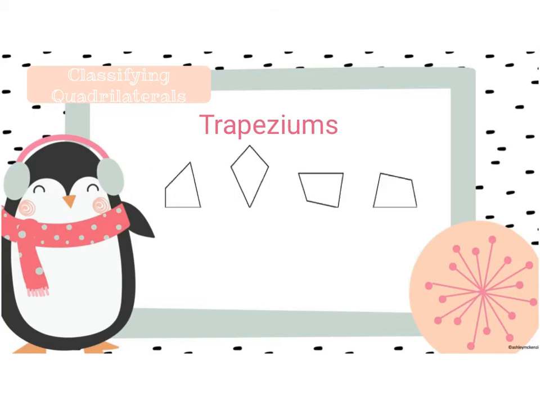Okay. A trapezium. What do you notice about these? None of them have parallel sides. What else? None of them have a right angle. None of their lines are the same.